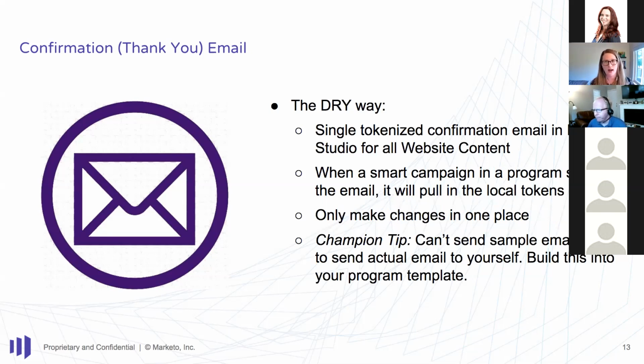So the dry way is to have a single tokenized confirmation email in Design Studio for all of your website content. So you set up your program like you normally would with program tokens. Your confirmation email has those same tokens in it, and it lives in Design Studio. And when the program sends that global email, it will pull in the program tokens from the program. This was such a game changer for us, in that we only had to create one tokenized email.